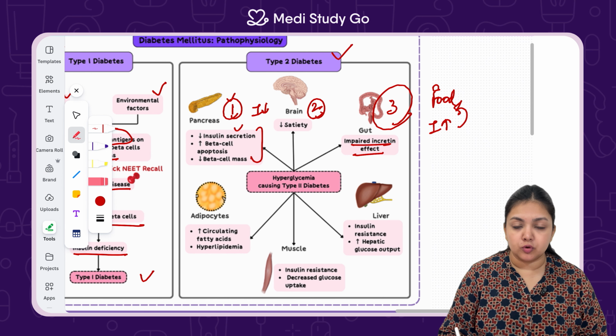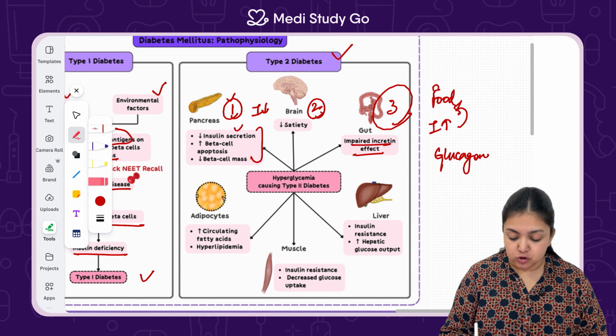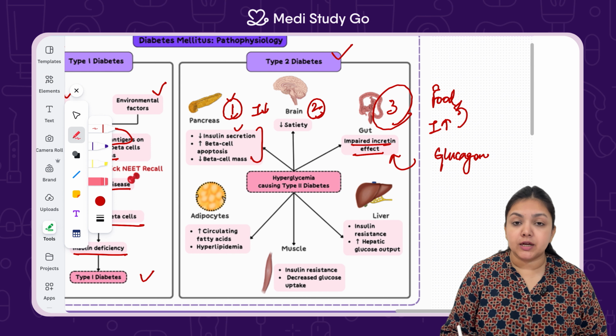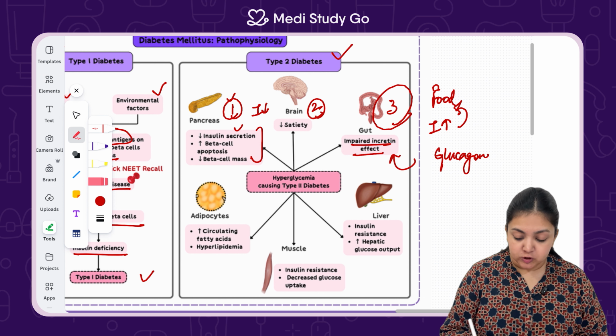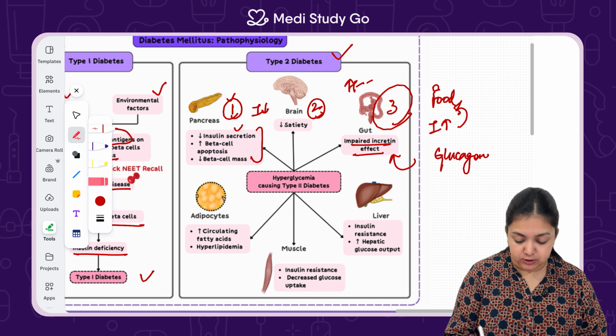But in these cases where the situation is not normal, there is going to be an increased amount of glucagon and the insulin is going to be less. So that is going to lead to an impaired incretin effect, wherein the food is not getting absorbed, the glucose is high in the blood and the insulin is not acting as it should. So this leads to a hyperglycemic situation.